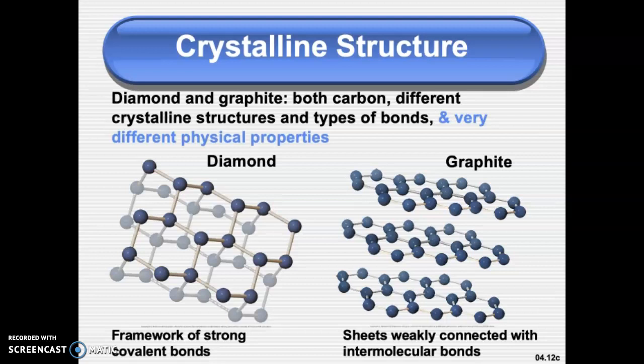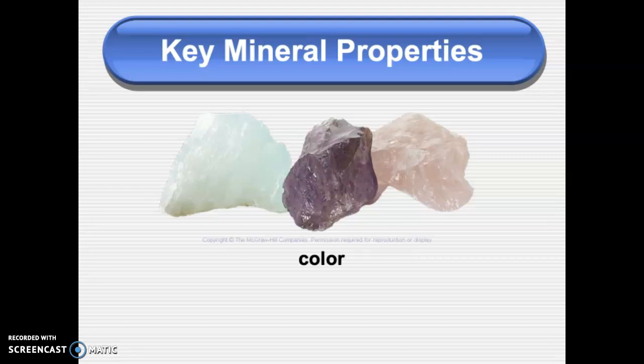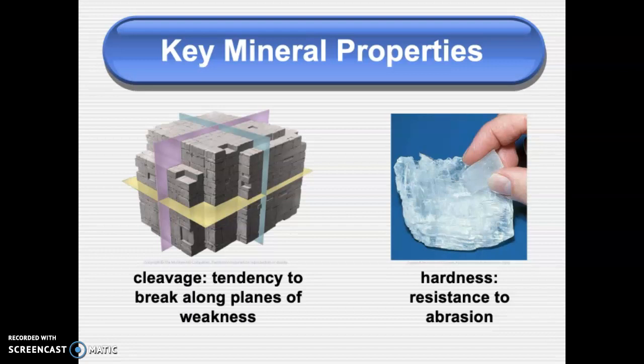And so the key properties that we're going to look at down in the lab are going to be color, pretty easy to identify. Cleavage, which is the tendency of a mineral to break along planes of weakness. And as you might imagine, that's going to relate to the types of bonds that are present between the atoms. Hardness is the resistance to abrasion. So diamond, for example, has a hardness of 10. And again, all those covalent bonds holding it together is what gives it such a high hardness. Whereas graphite has a hardness of 1 because it's held together with those very weak bonds.